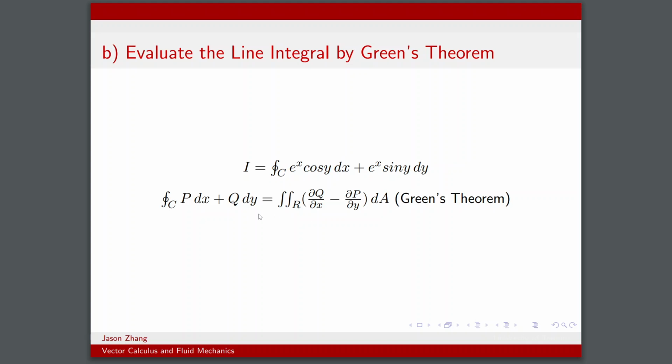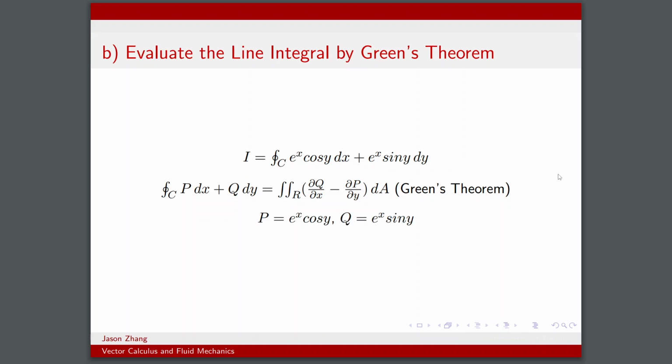So this is a statement of Green's theorem. The closed loop integral of p dx plus q dy is equal to the 2D surface integral over the region R that's enclosed by C of del q by del x minus del p by del y, as I said, over the region R. And the relationship between C and R is that R is the region bounded by the closed loop C. So this is a very important result in vector calculus.